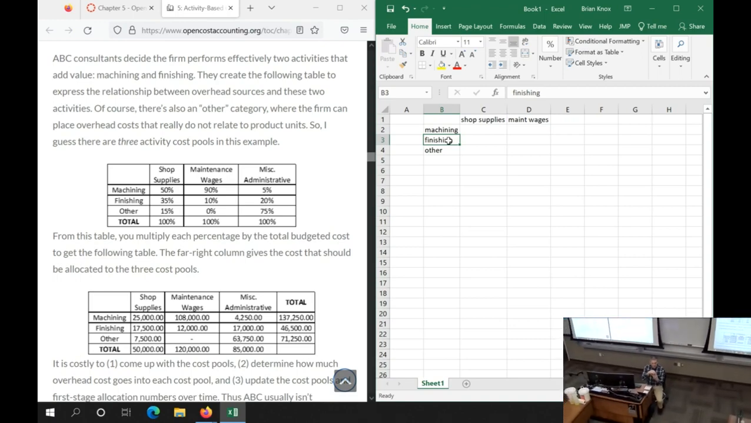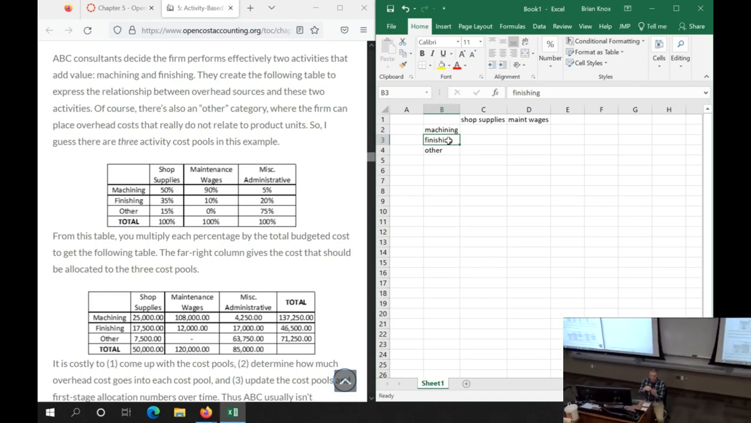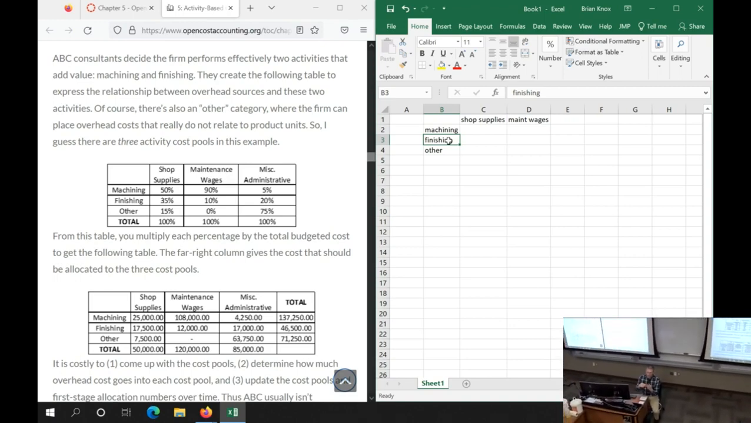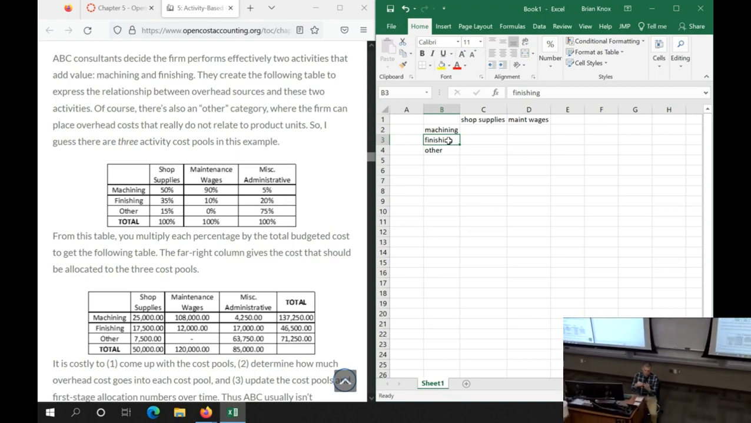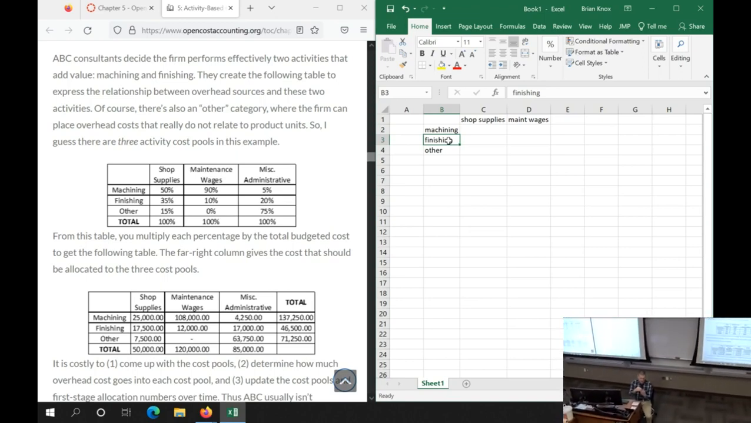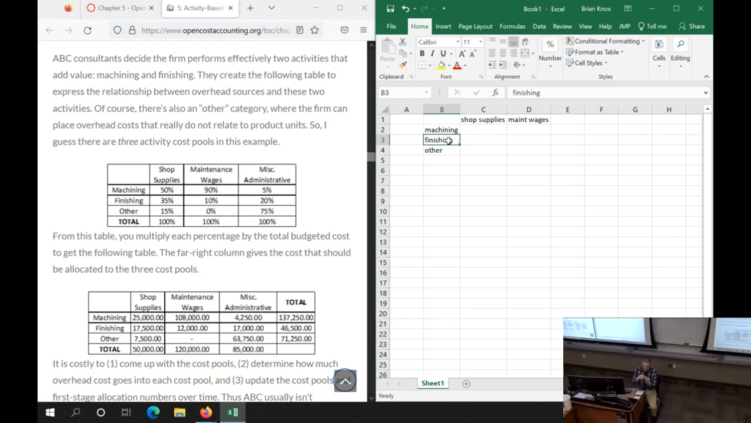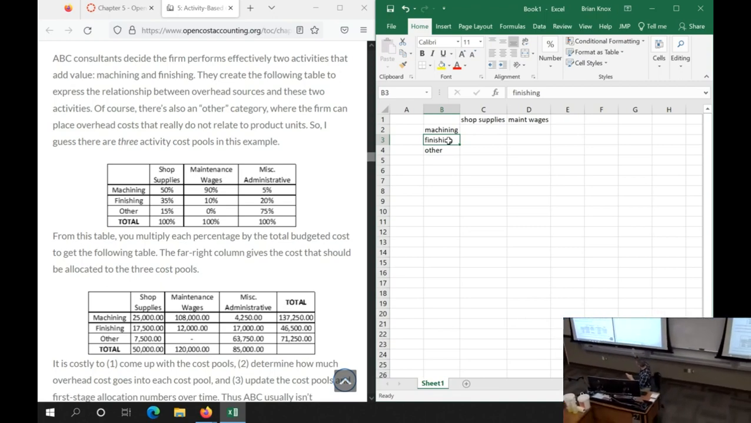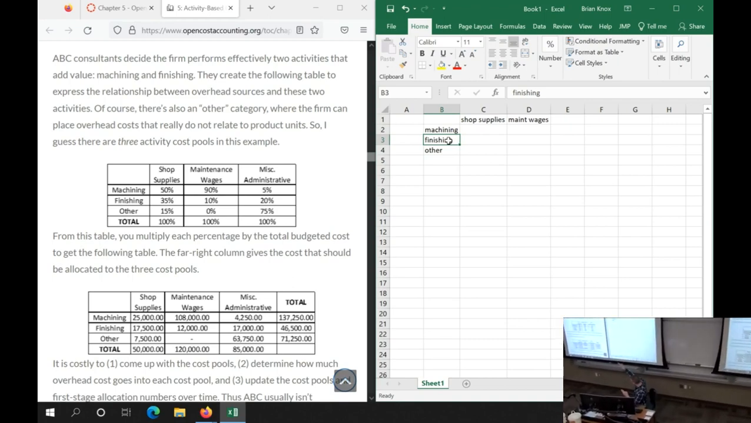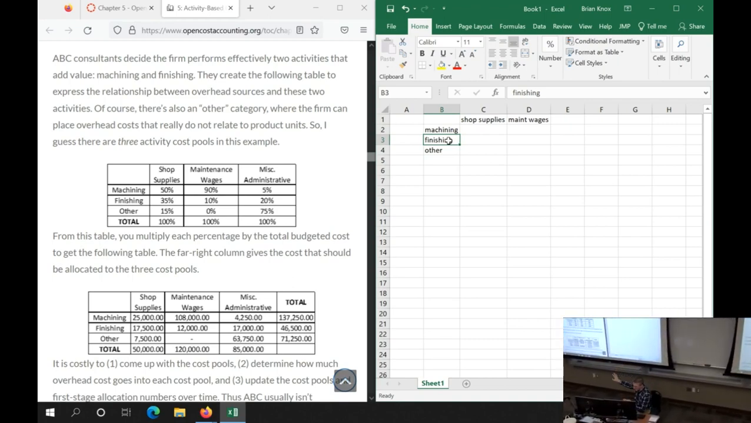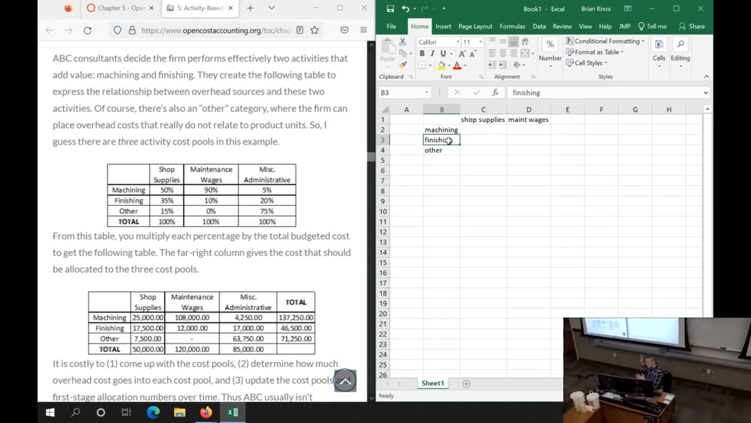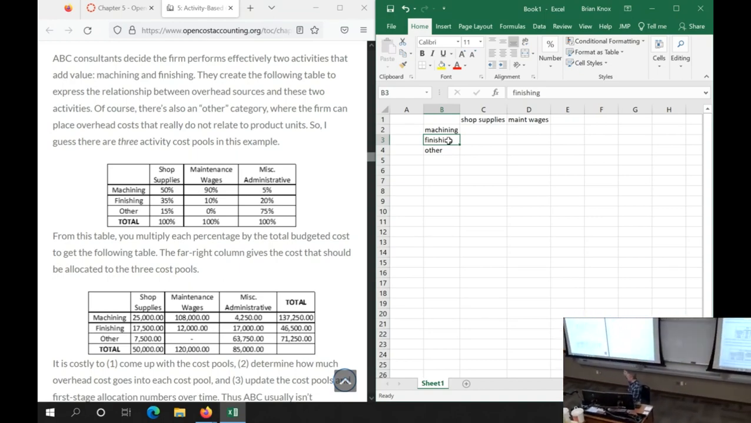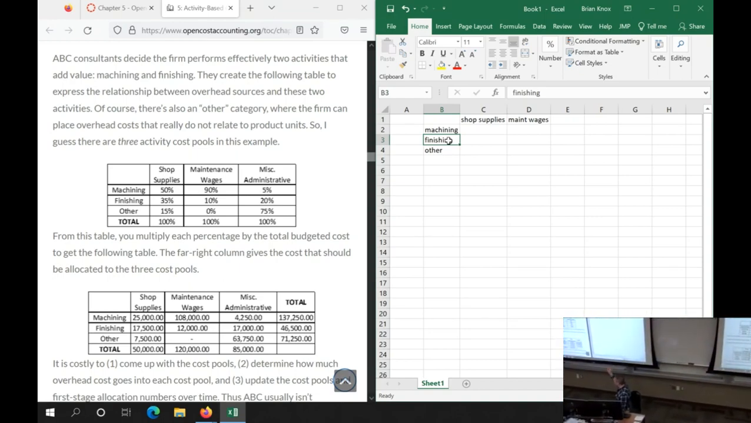And so an activity has to be associated with an activity driver, and that activity driver is going to get an activity cost pool. But there's only one activity driver per activity and per activity cost pool. They all three go together very closely. So we're going to have an activity cost pool for machining and for finishing and for other as well. Again, I'll come back to that in a second. That means that we have some driver picked out that we think machining and finishing are going to be correlated with.